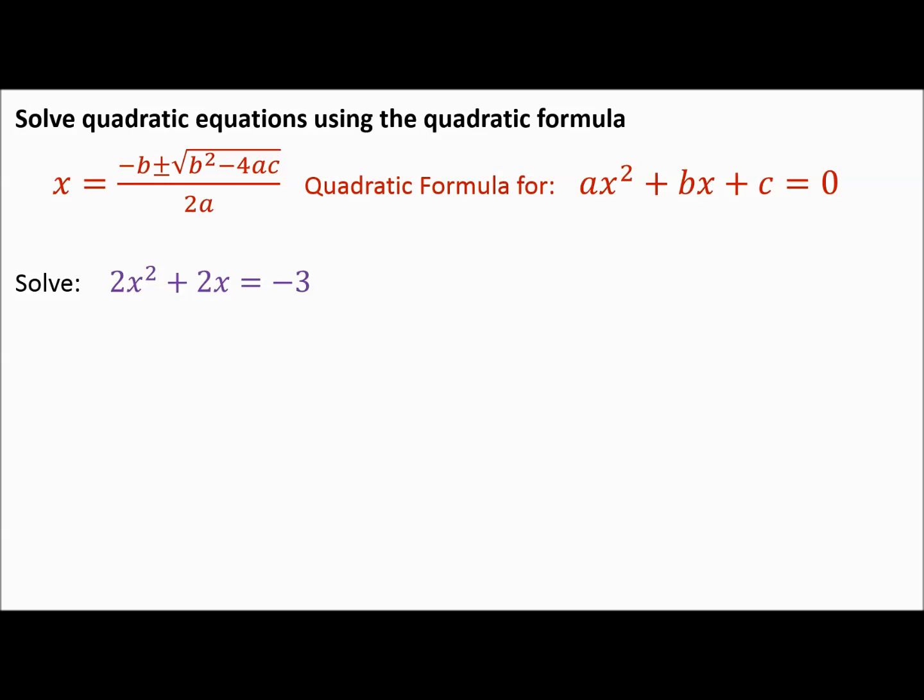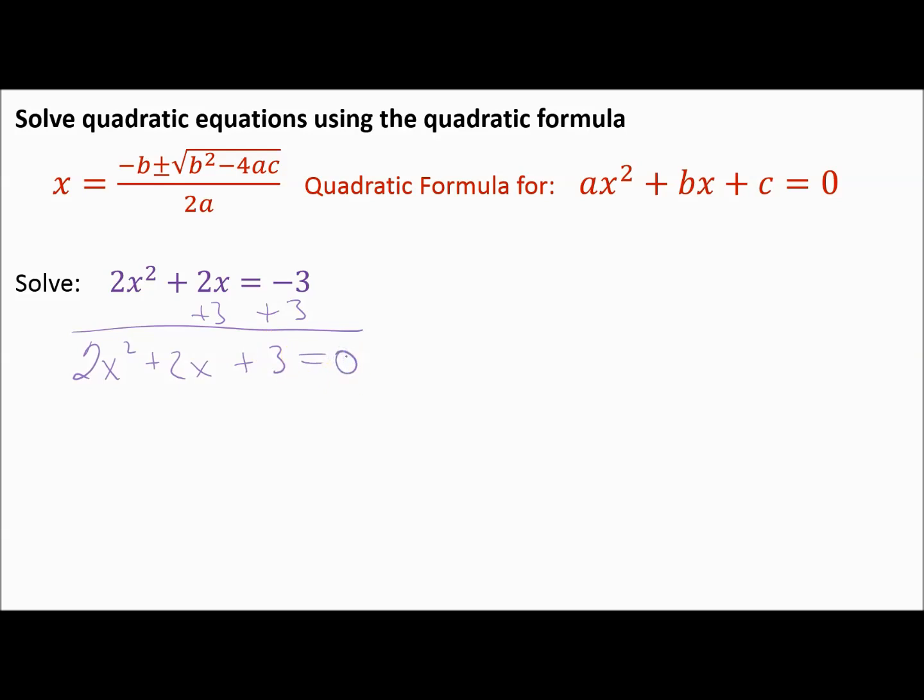Because practice makes perfect, let's try another one of these. So first thing is, is this quadratic? Yes, it is, because it's got an x squared right there, 2x squared. That's what makes it quadratic. The next thing is you have to get it equal to 0. So what I need to do is add 3 to each side of this quadratic equation. So now I have 2x squared plus 2x plus 3 equals 0.